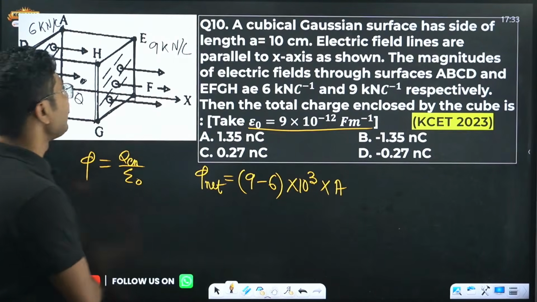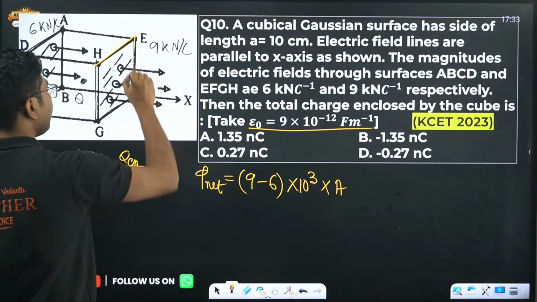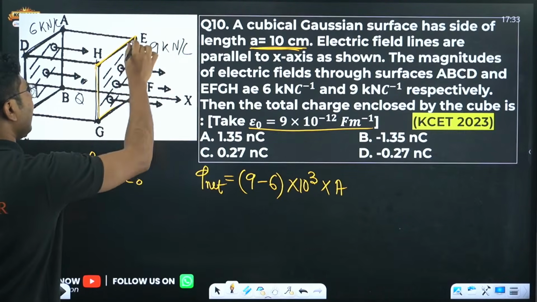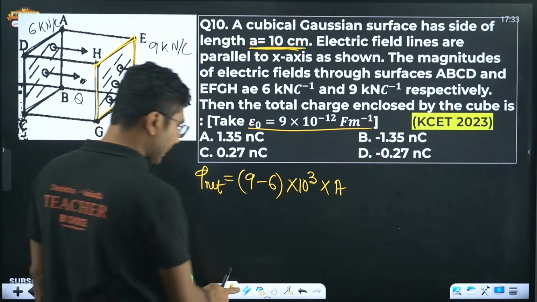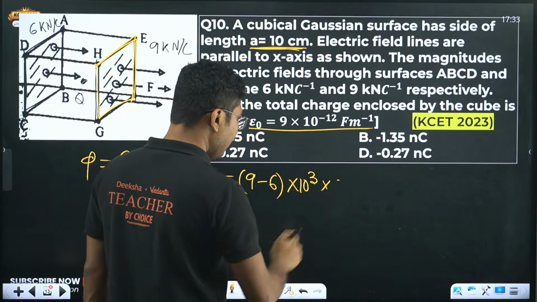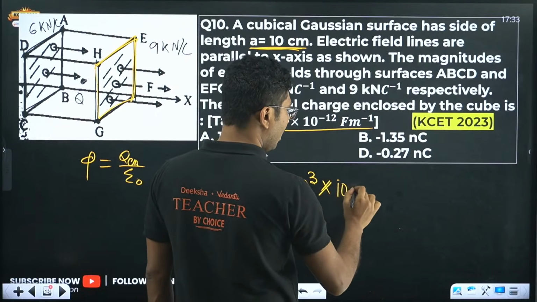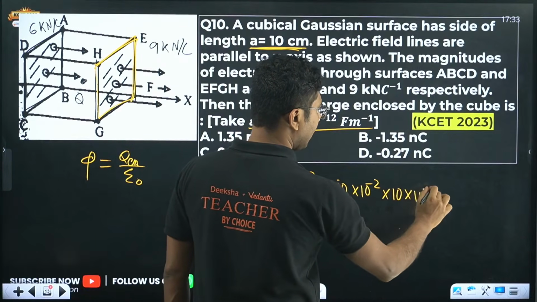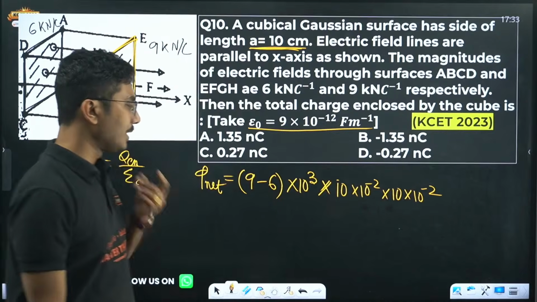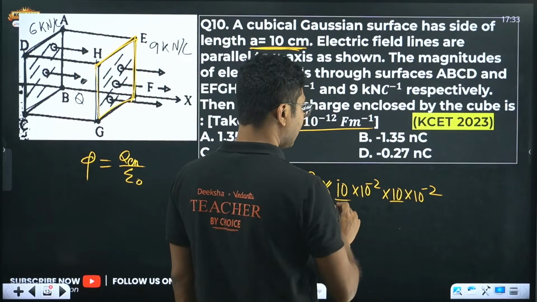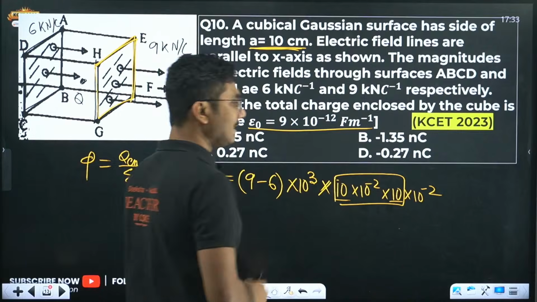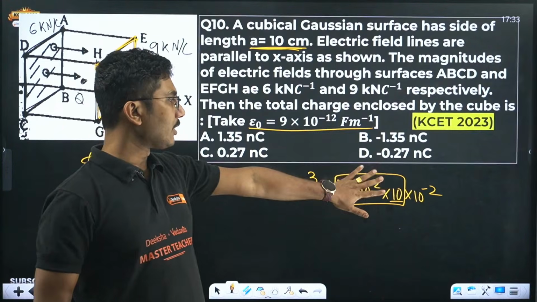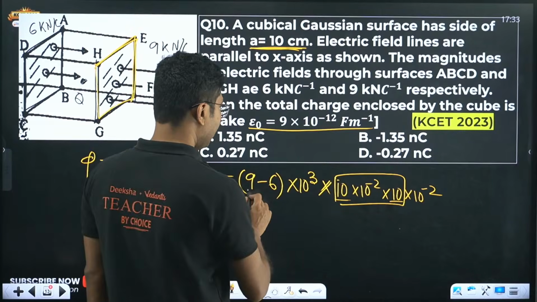What is the area here? All the sides are given as 10 centimeter, so it's a square. The square's area is 10 into 10, but again, don't make a mistake, it is in centimeter, so you have to convert it into meter: 10 into 10 to the power of minus 2, into 10 into 10 to the power of minus 2. Now 10 into 10 is 100, and 100 divided by 100 is 1, so these cancel each other out. So what are we left with?